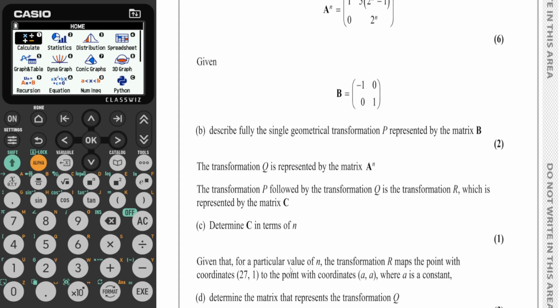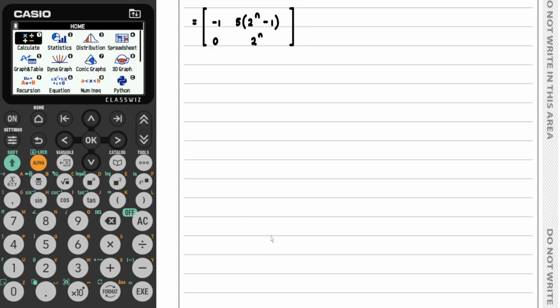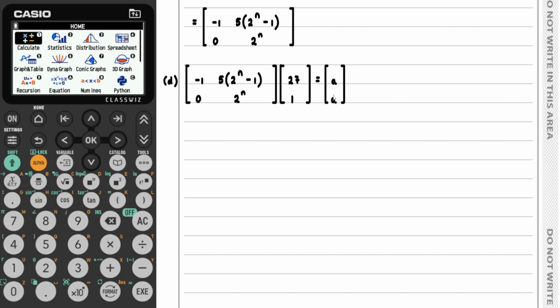Given that for a particular value of n, the transformation R maps the point with coordinates 27, 1 to the point with coordinates A, A, where A is a constant, part D, determine the matrix that represents the transformation Q. So we've got this matrix, negative 1, 5 times 2 to the n subtract 1, 0, 2 to the n, and this is applied to the point 27, 1, and from this we get the point A, A.